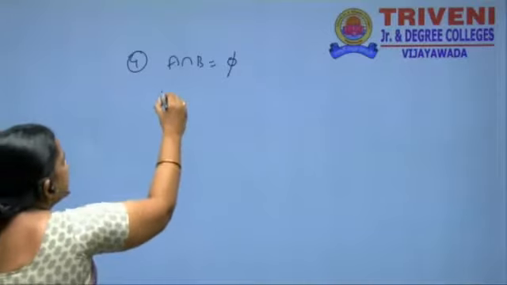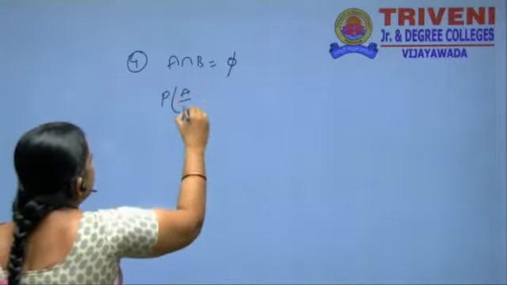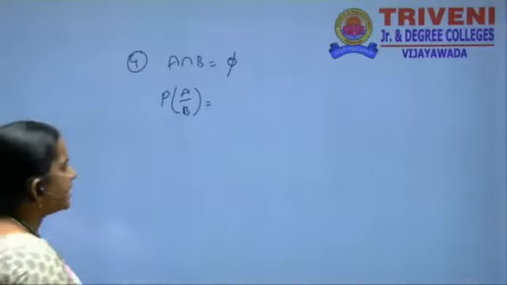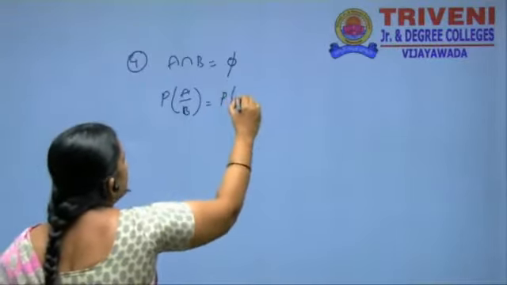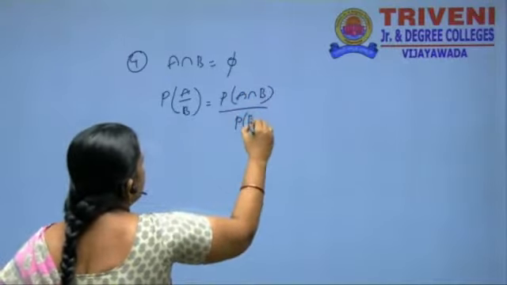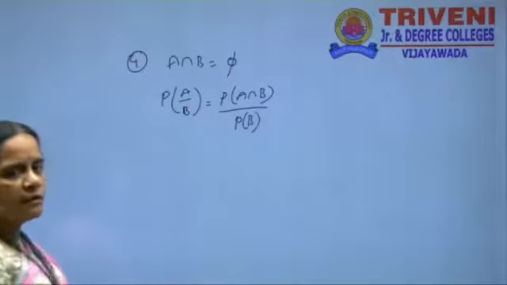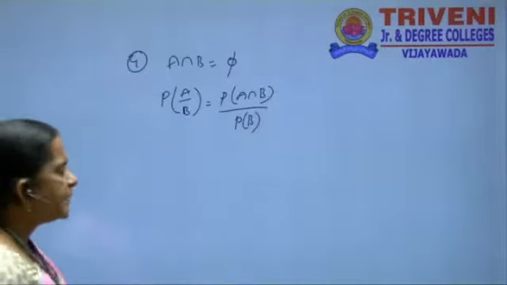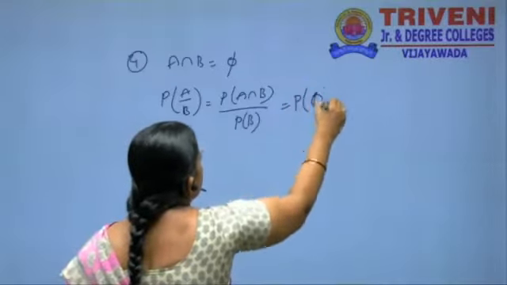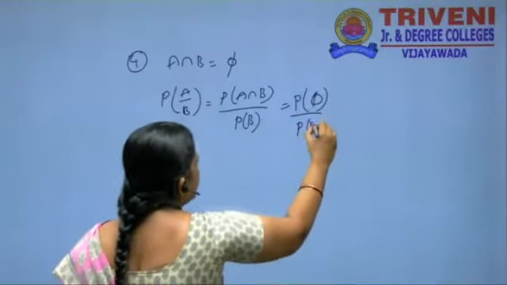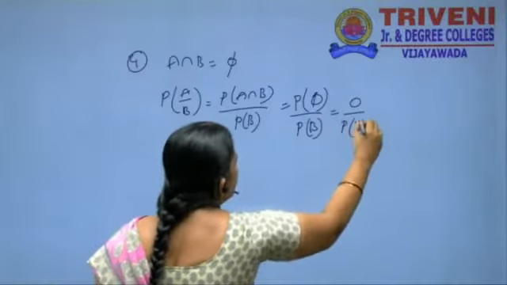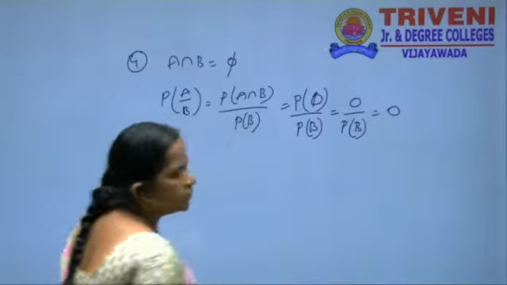Then P of A by B is equal to, by using the multiplication theorem, P of A intersection B by P of B. We know the value of A intersection B is phi here. So P of phi by P of B. P of phi is nothing but 0. So 0 by P of B, that is equal to 0.